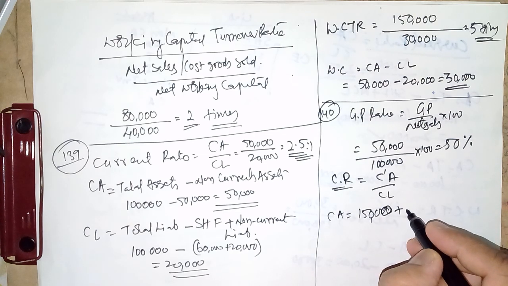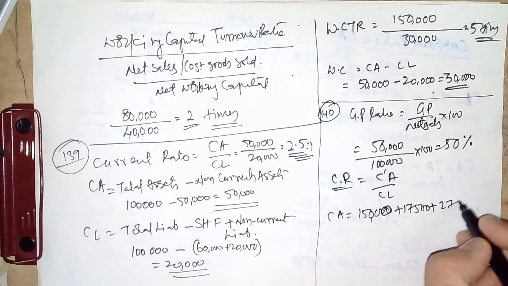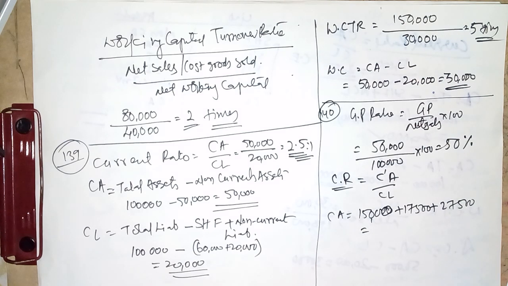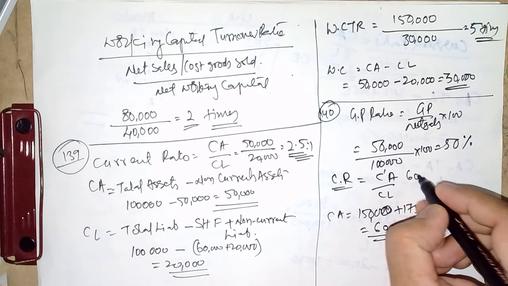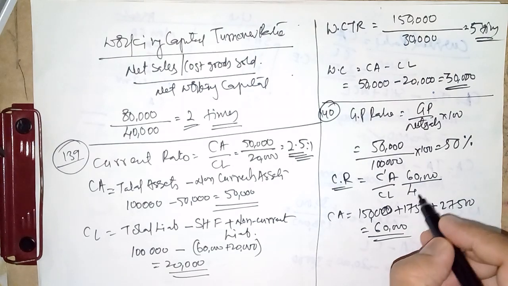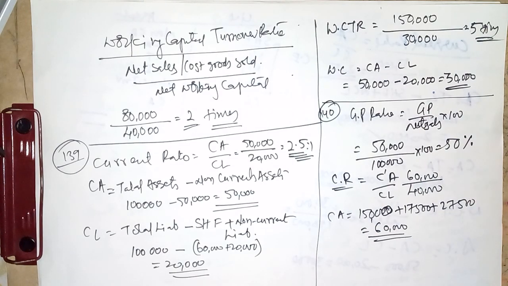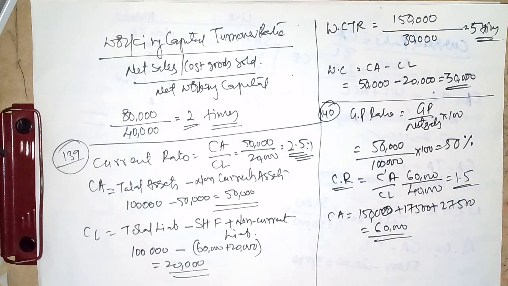Inventory is 15,000. Then cash and cash equivalents 17,500 plus trade receivables 27,500. Make the summation: 15,000 plus 17,500 plus 27,500 is equal to 60,000. So our current assets are 60,000 here. Then current liabilities are directly given in the question, that is 40,000. So divided by 40,000, that is 1.5, our current ratio.